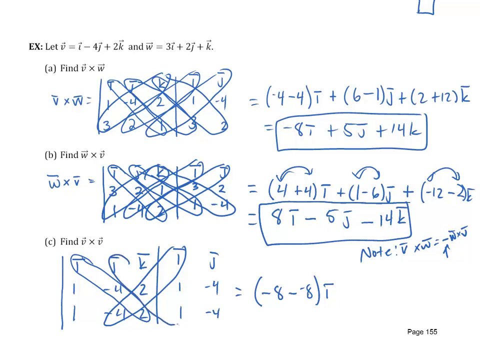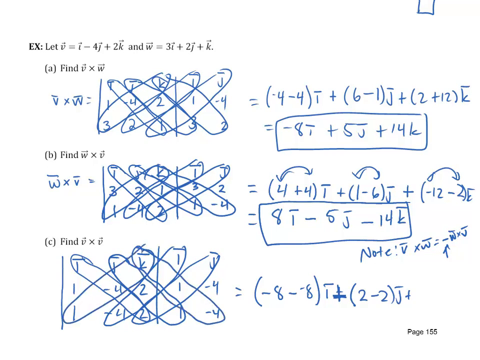If you do the forward diagonal for the j, you get, this is plus here, forward diagonal is 2. The back diagonal is also 2. 1 times 2. 2 minus 2, j. And last is the k, so I do the forward diagonal with the k in it and the back diagonal with the k in it. So you get 1 times negative 4, which is negative 4, minus a negative 4 times 1, which is a negative 4 again. So what I get is negative 8 plus 8, which is 0, plus 2 minus 2, which is 0, plus negative 4 plus 4, which is 0. What I get is the 0 vector.